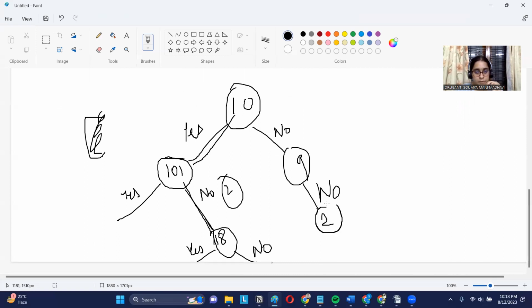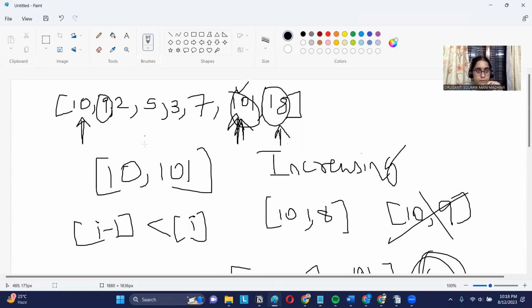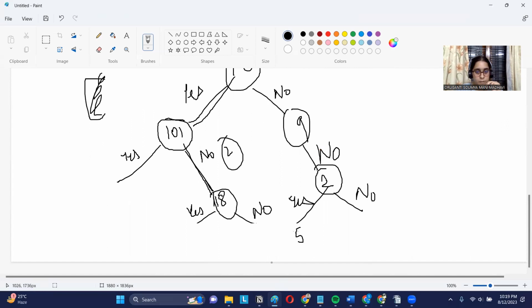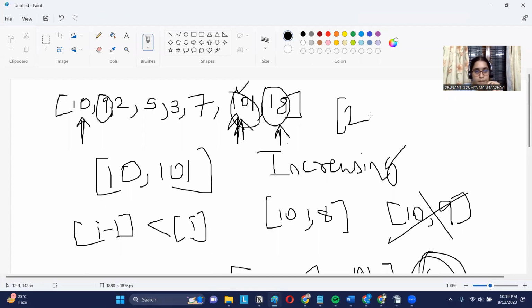And then you have two choices for 2. Include 2, do not include 2. If you include 2, then you can include 5. So here's the catch. If we include 2, then we include 5, we can include 7, and we can include 101. Again, the answer is 4 from here.